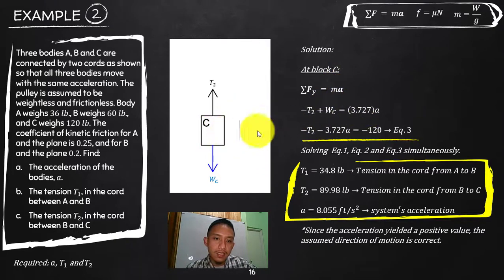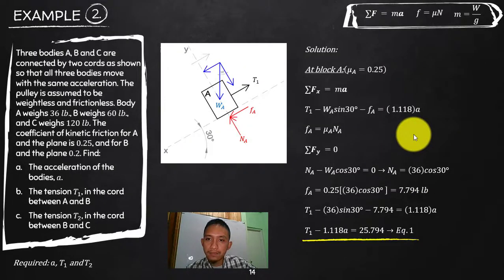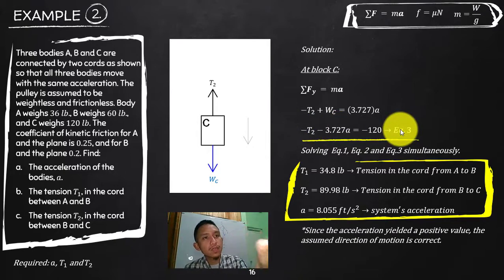Your mass here in C, we computed that one to be 3.727. Let's check. 3.727, yes. So that is our equation 3, 3.727A. Playing around with this one, your weight C is already given to be 120, so that will go negative. All the unknowns on this side, this will go negative. So you have your third equation. You have three unknowns, isn't it? T sub 1, T sub 2, and A. So you need to have three equations.